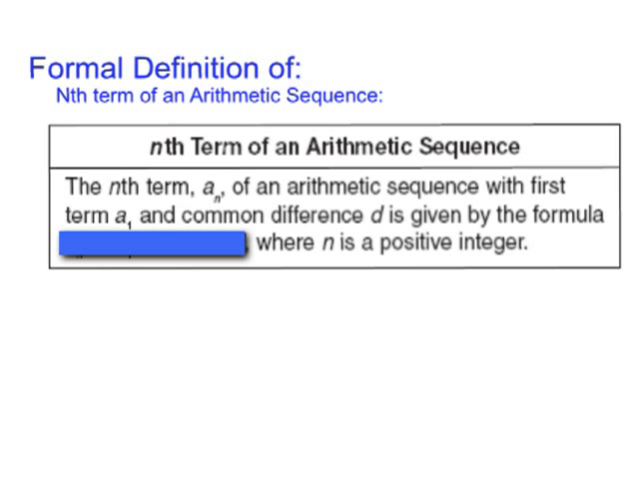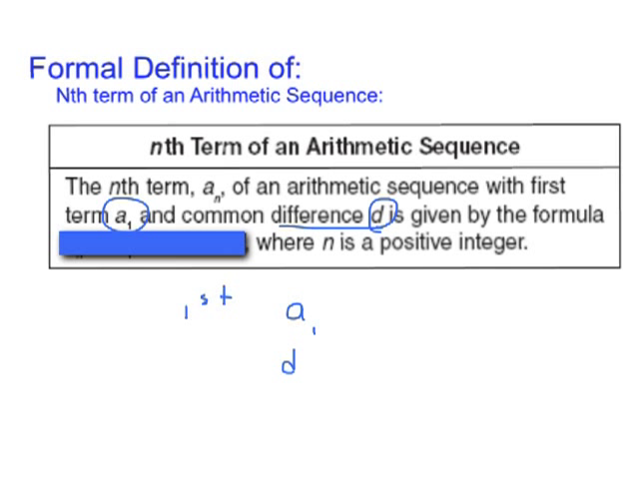Okay, now before we get into these examples that I have, let's talk about the formal definition of the nth term of an arithmetic sequence. The formal definition says, the nth term, a sub n, is an arithmetic sequence with the first term, a sub 1. My first term I can denote as a sub 1. The common difference is going to be d, and that is the difference between each term in the sequence.